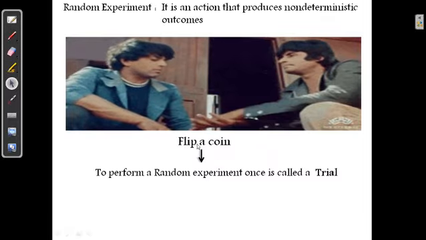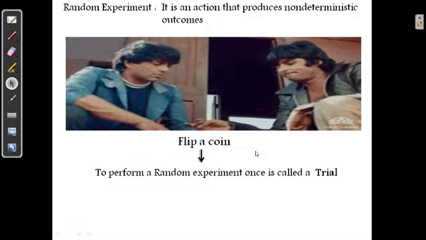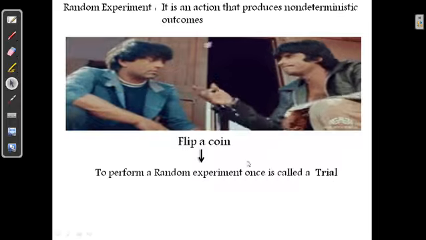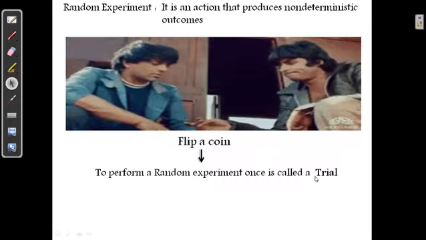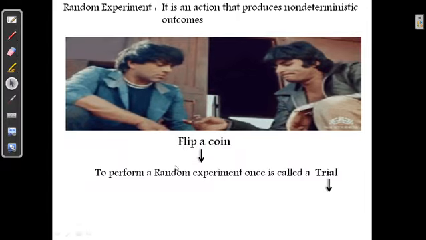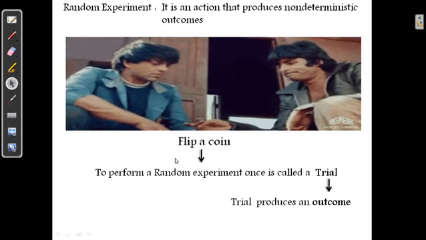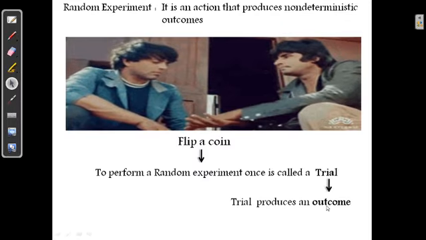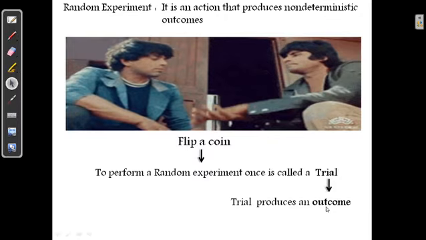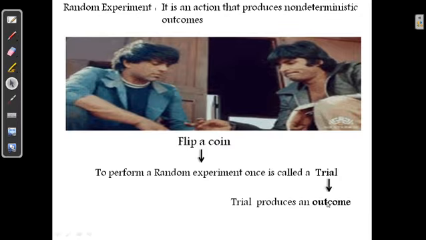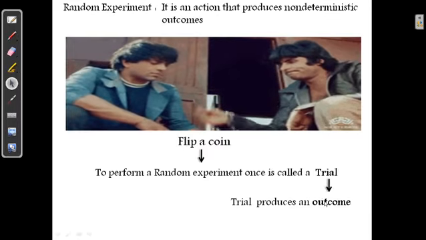So if you are tossing a coin once, it would be called a trial. And every trial will produce an outcome. So what is the outcome? Either it could be head or it could be a tail. So performing a random experiment once is called a trial, and every trial produces an outcome.